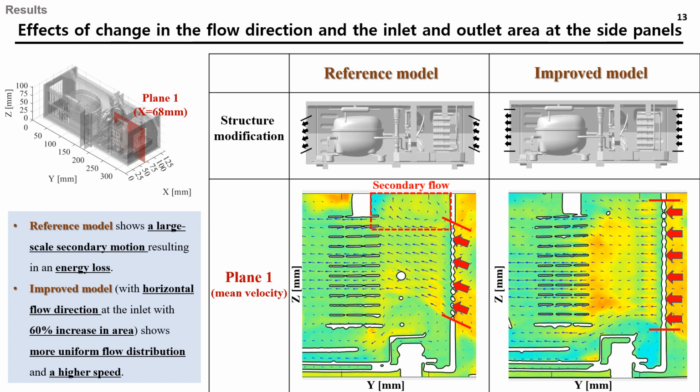And from now on, I will discuss the changes in flow characteristics resulting from our structural modification. Let's start by looking at this plane. In the reference model, the inlet angle is directed upward, leading to a non-uniform flow towards the heat exchanger, and there is a large-scale secondary flow motion, resulting in an energy loss. The improved model with horizontal flow direction at the inlet and a 60% increase in area shows a more uniform flow distribution and a higher speed.